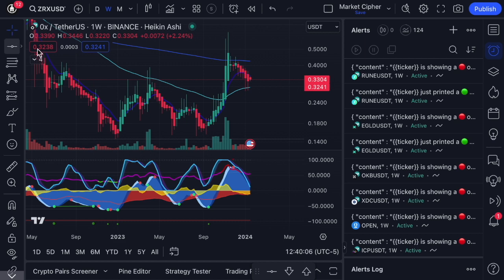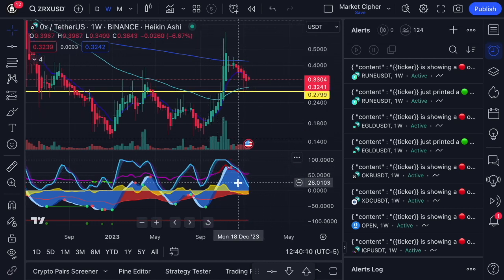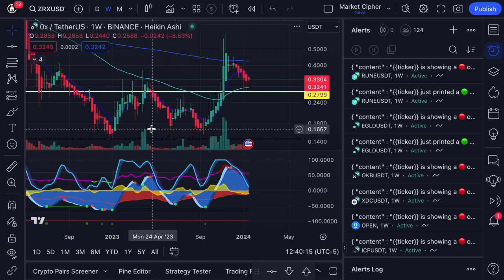Now we're pulling back here on ZRX. I like this setup too here, Tim. 27 cents is the stop. Stochastic is down there on the floor. This is another killer call out here on ZRX.